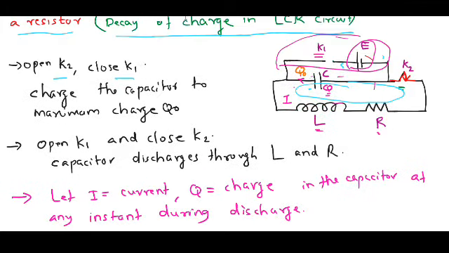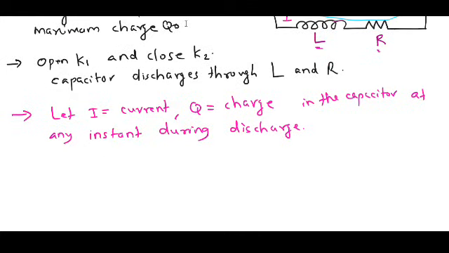Here we have to note down one more thing also, that when the key K1 is opened, the battery is not now in the circuit. That is, E is equal to 0 when the key K1 is opened. Therefore, we can write E is equal to 0.